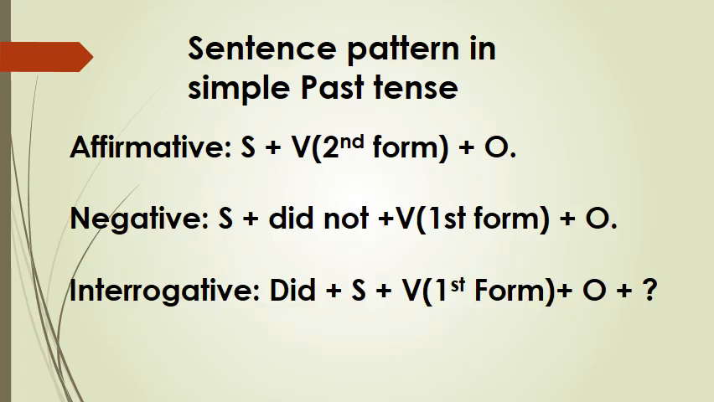And here is the sentence structure of simple past tense. In an affirmative sentence, we use subject plus verb second form plus object, full stop. In the negative sentence, we use subject plus did not plus verb first form plus object and full stop. In an interrogative sentence, we use did at the start of the sentence plus subject plus verb first form plus object plus question mark at the end.